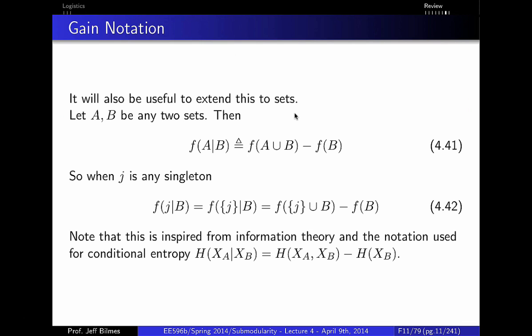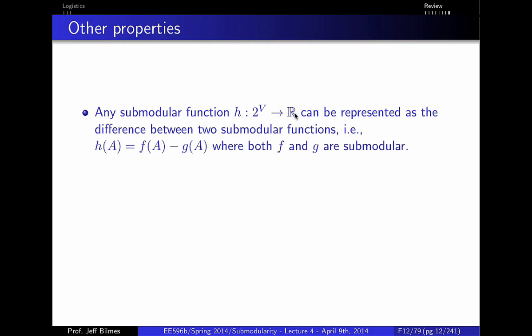We defined two different gain notations. We're going to be using this a lot today. F of A given B is equal to F of A union B minus F of B, or if we just have an individual item, F of j given B is equal to the difference. So you should be familiar with this notation now.